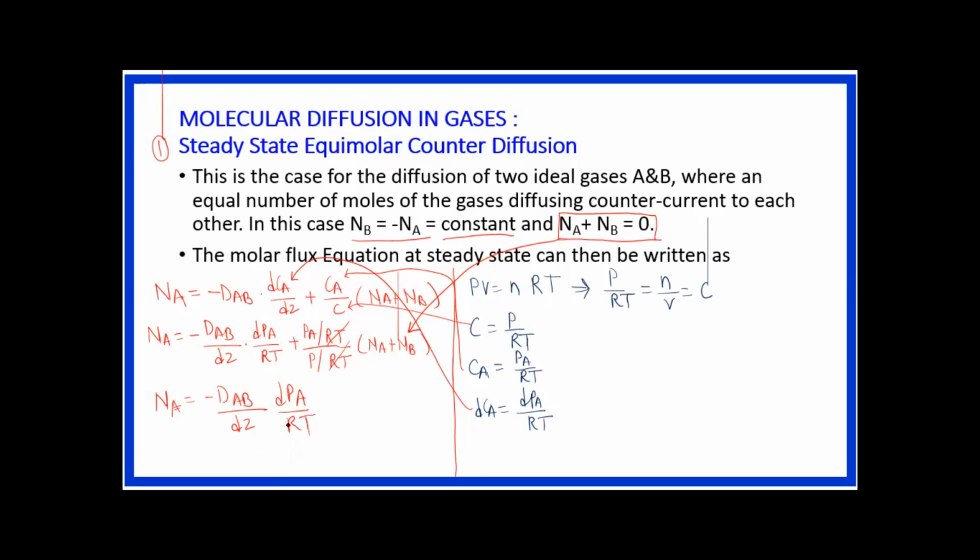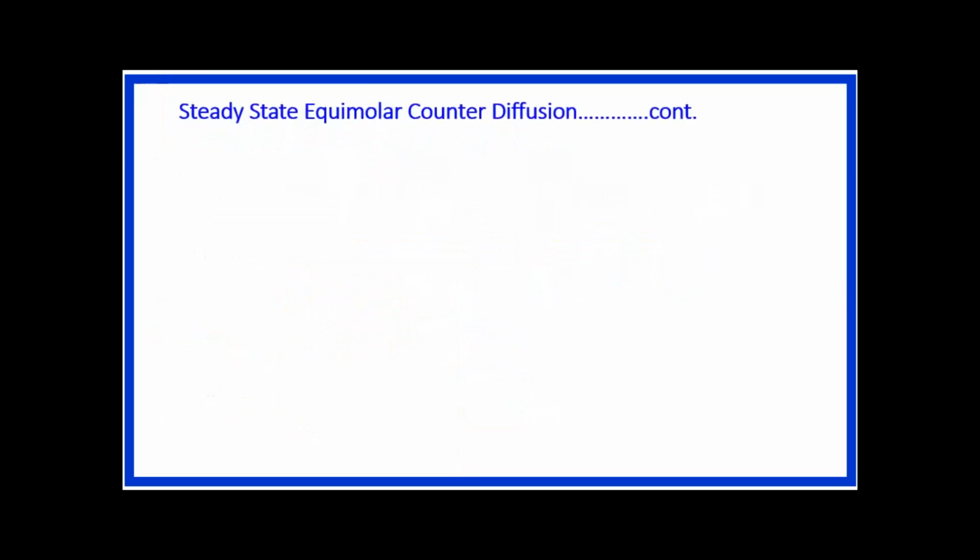So we can integrate this equation by rearranging the parameters, like NA into integration dZ, that is limits from Z1 to Z2, equal to minus DAB upon RT integration dPA, limits from PA1 to PA2.